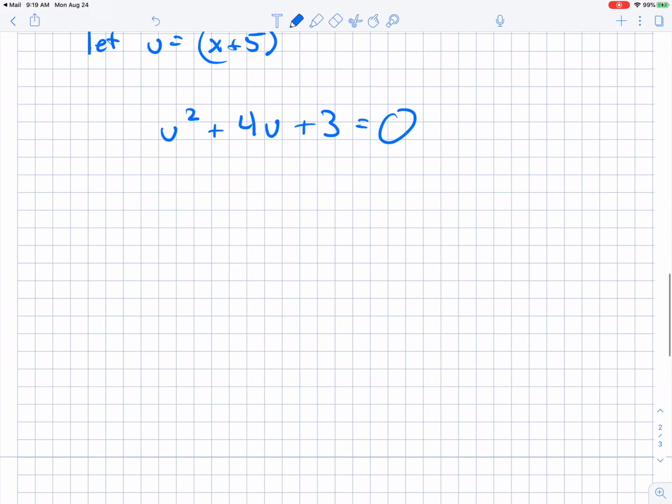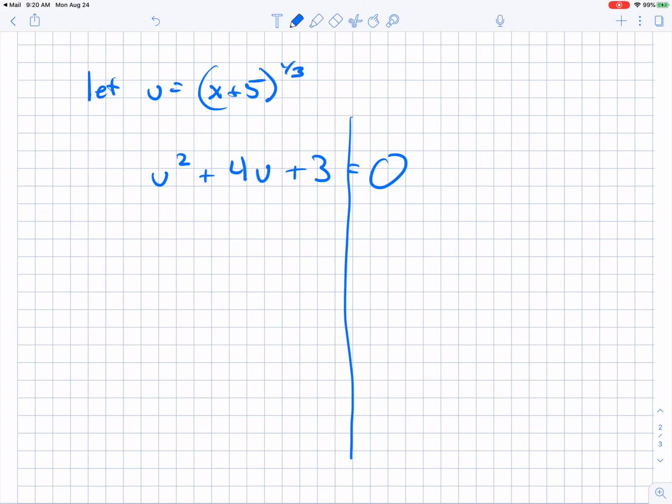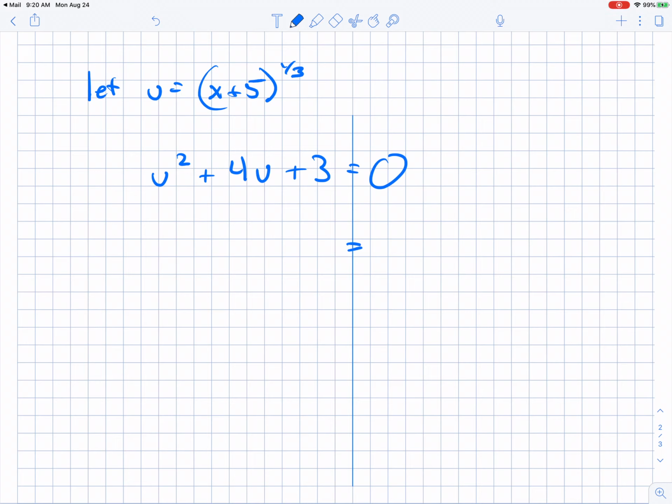So then we solve the resulting equation. I like to do my vertical bar just to keep my equal signs lined up. We're looking to factor the original into something like this, where instead of x we have u and u. Two numbers that multiply to give us 3 and add to give us 4 are 3 and 1. So u plus 3 times u plus 1 equals 0.